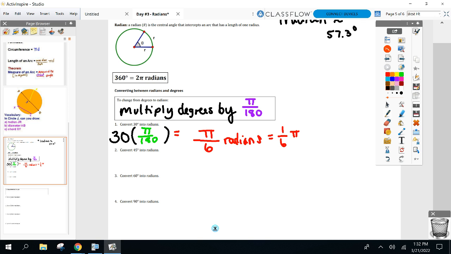Let's keep trucking. 45 degrees. So I multiply the degrees by pi over 180. Leave your radians in terms of pi, please. So 45 over 180. 45 degrees is pi over 4. Everyone getting pi over 4 radians?